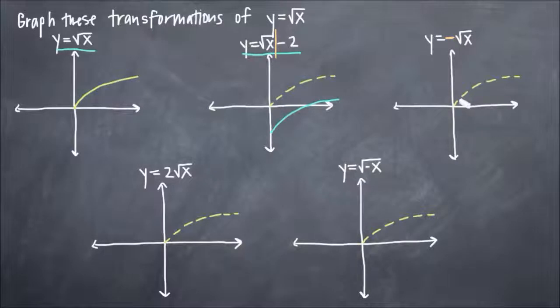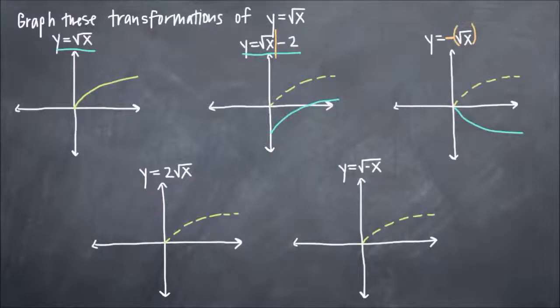So this is just a transformation flipped across the x-axis and the graph looks like this. So just remember that if you've got your original function, square root of x, with a negative out in front, that means you're going to be flipping it over the x-axis.